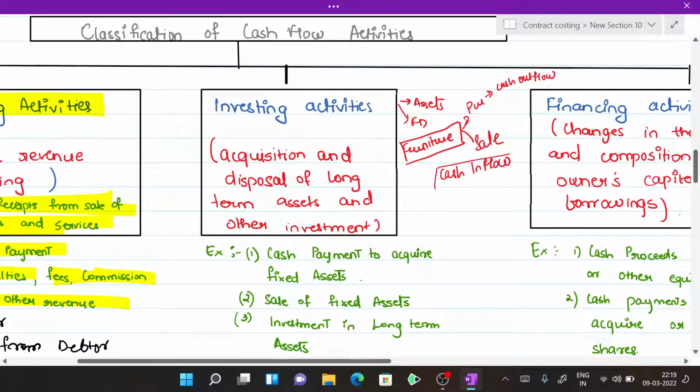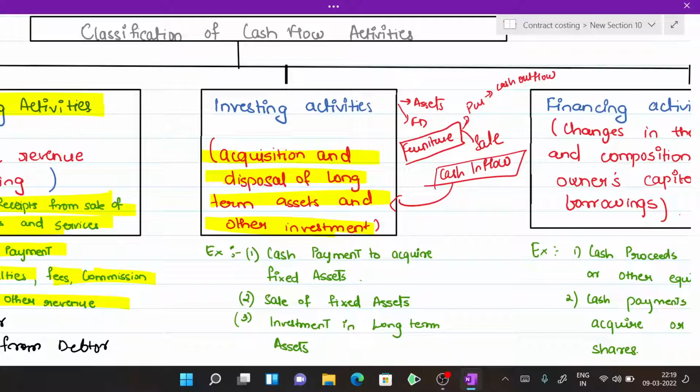तो ये जो इनफ्लो है वो भी अपन इन्वेस्टिंग एक्टिविटी में इंक्लूड करेंगे, राइट? तो सिंपली, acquisition and disposal of long-term assets and other investments. Investing, that is, in the layman sense, is investing into FDs or investing into the fixed assets or anything. For example, you have invested in a building, purchasing a building, then it will come under the investing activity.